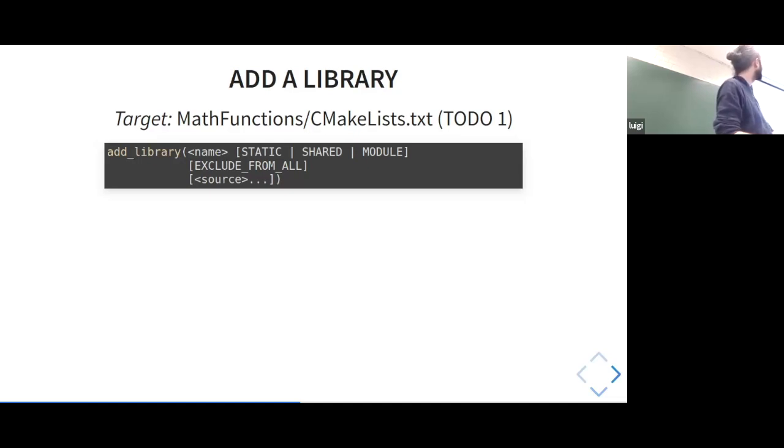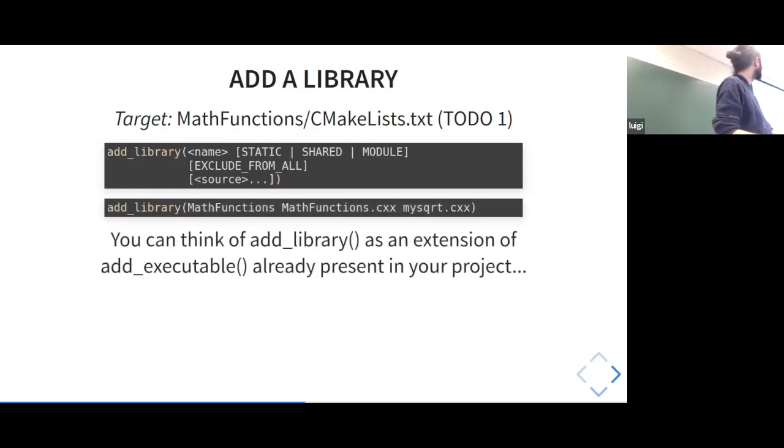So this is the one we want to modify, and that's to do 1. Okay. And here, what we do is something a bit new. We want to add a library, so it's not like add executable, but it kind of has the same syntax aside from the name of the function. So we want to name our library. Here it's called map functions. And we want to add the source code.